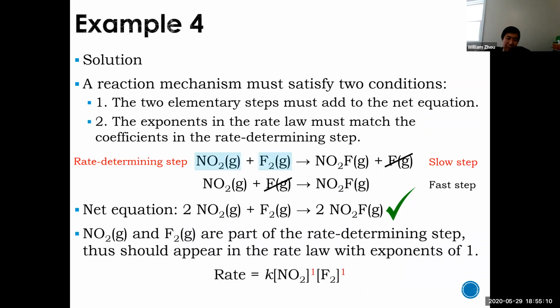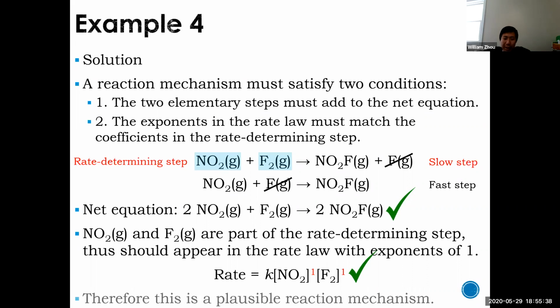So the rate law should therefore be k[NO2][F2], both raised to the power 1. Is this the same as the rate law that we determined empirically? Well, yes, it is. It's exactly the same thing. All right, so you passed both tests. They add up to the net equation, and your rate determining step corresponds to the rate law. So basically, you pass all the tests.